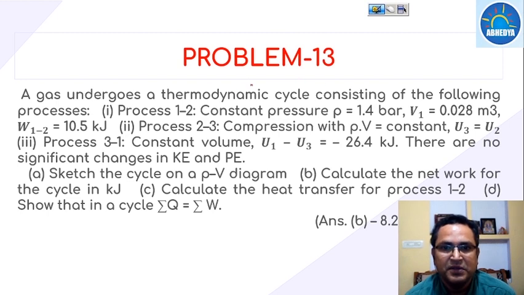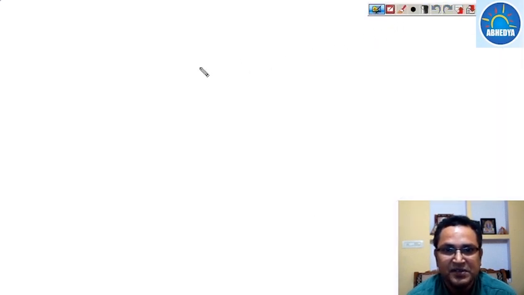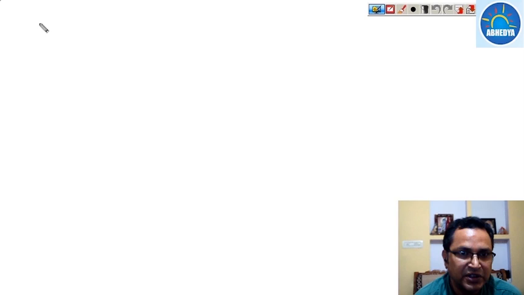Now the next problem: the gas undergoes a thermodynamic cycle consisting of the following processes. Process 1 to 2, it's a constant pressure process. Process 2 to 3, it's a compression with PV equal to constant, means an isothermal process, U3 is equal to U2. First we will make just the diagram of all this. Question number 13, it's a good question.